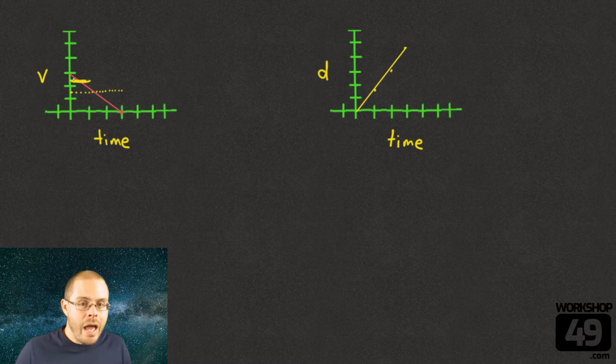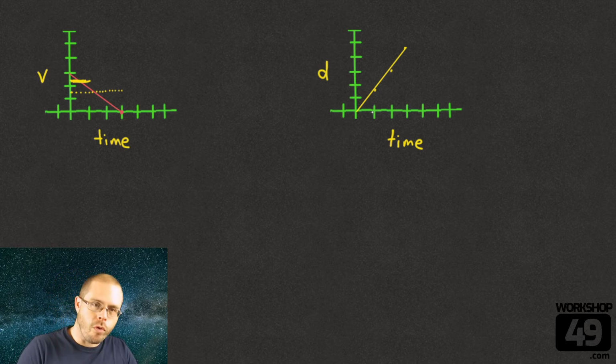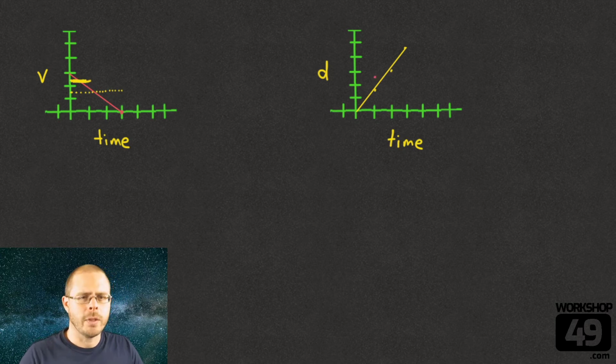2.5 meters per second. That's the average in that first second, which means on our position time graph, we go over 1, up 2.5. That's in a slightly different spot than our first line. It's a little bit higher.